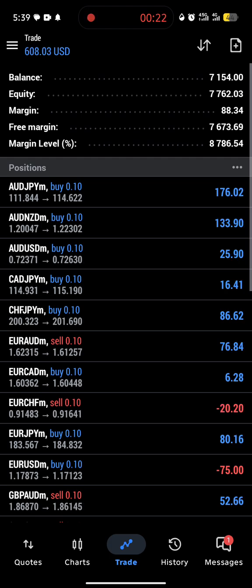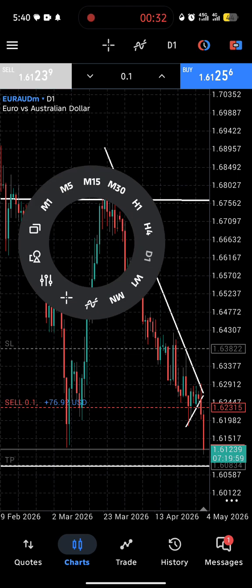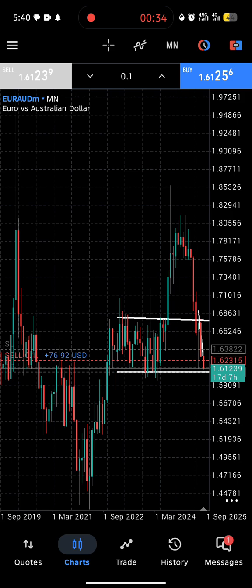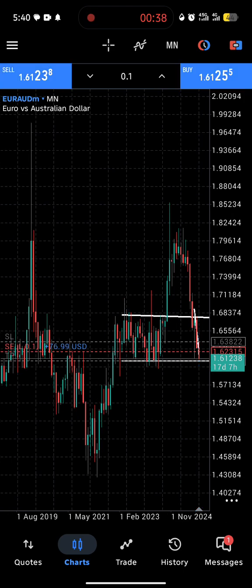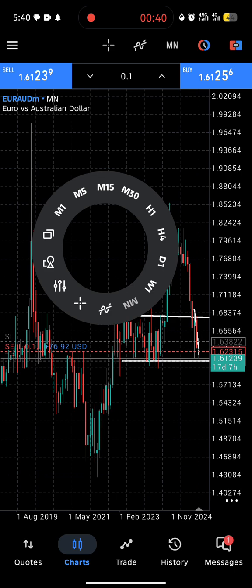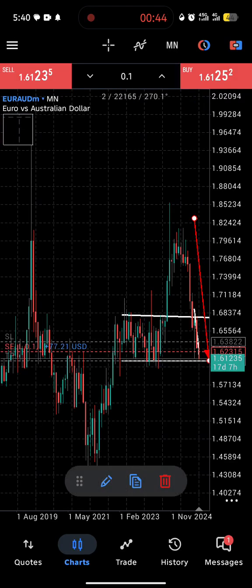So I'll be talking about Euro AUD, how I'm making this profit specifically from Euro AUD. That is the Euro versus the Australian dollar. So I'm going to go straight to the point. From the monthly time frame, you can see it very, very clearly. Over the monthly time frame, if I bring in my arrows, you can see that this price is heading to the downside, which is somewhere here.